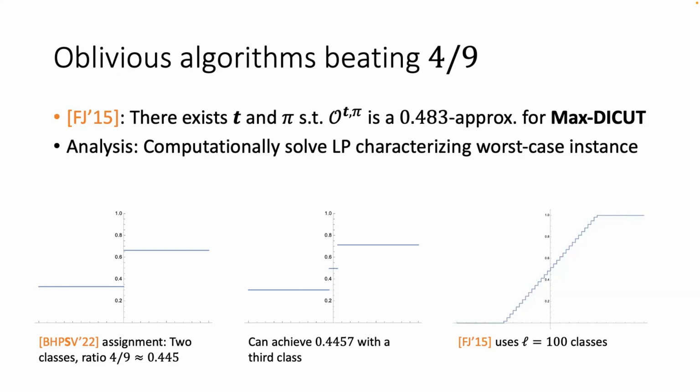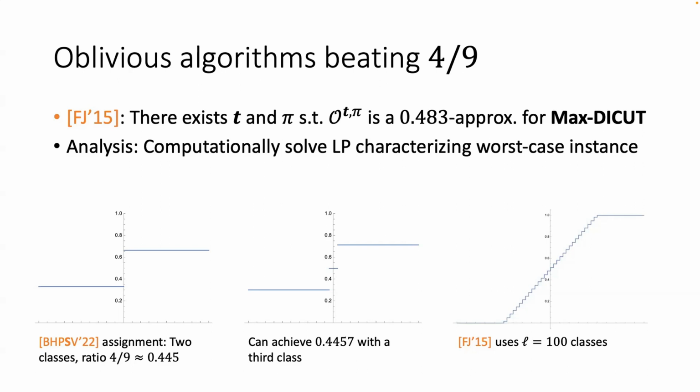But even using 3 classes, where you're willing to treat variables whose bias is close to 0 differently than the other 2, you can do better than 4/9. And what Feige and Jozeph showed in 2015 was that there's some partition, although it uses something like 100 intervals, and some assignment of each interval to a probability, where you get a 0.483 approximation. And they also proved a lower bound that you can't do better than 0.49.